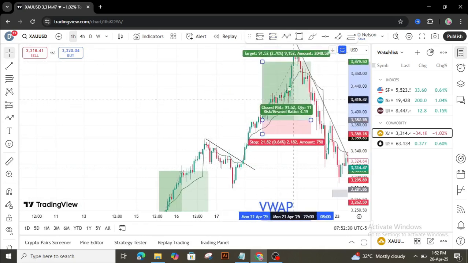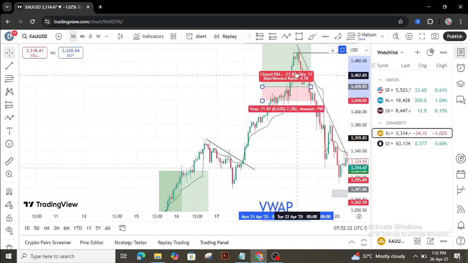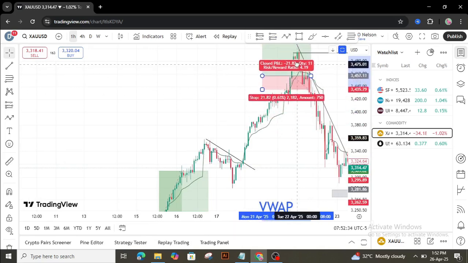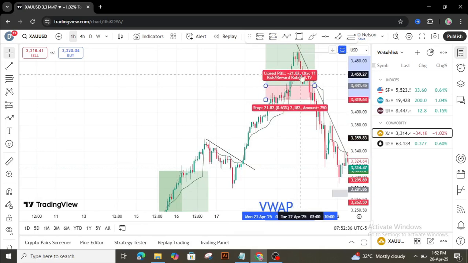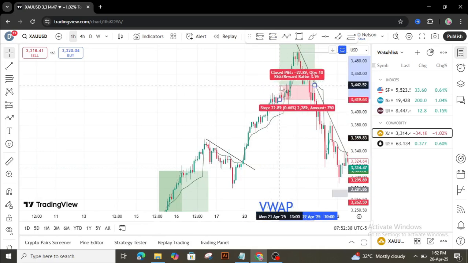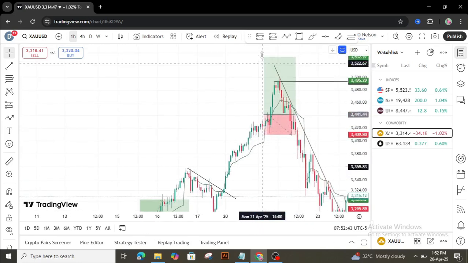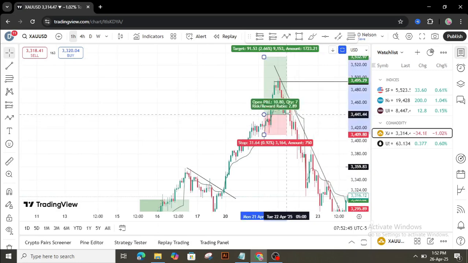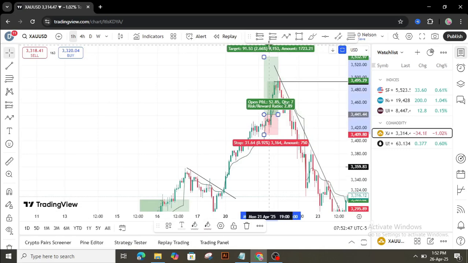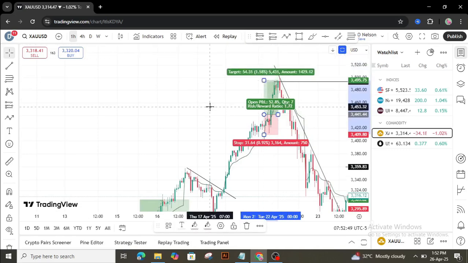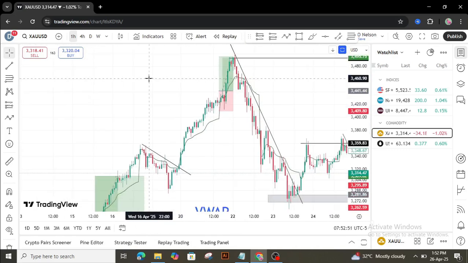In fact, this particular pullback here is also an entry. As soon as the price comes back and closes above the VWAP here, you can easily put your stop loss just below here, and then hold the price to wherever you want to hold it. I'm talking about here. So that is how you want to consider VWAP.